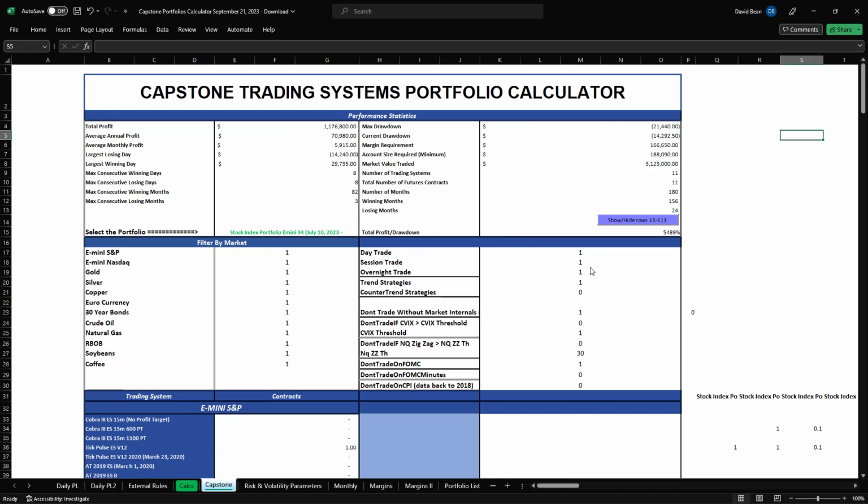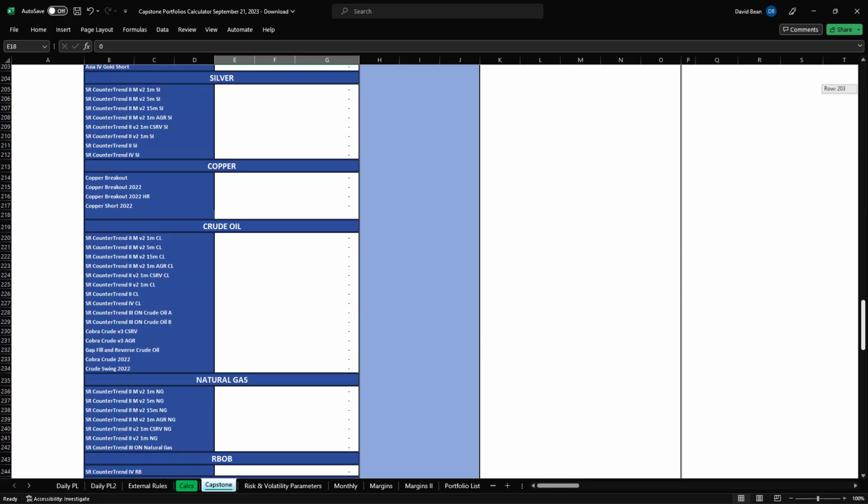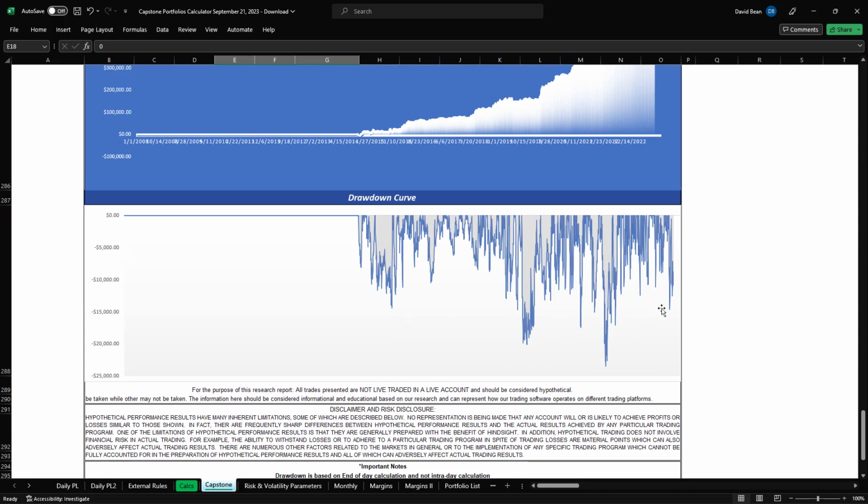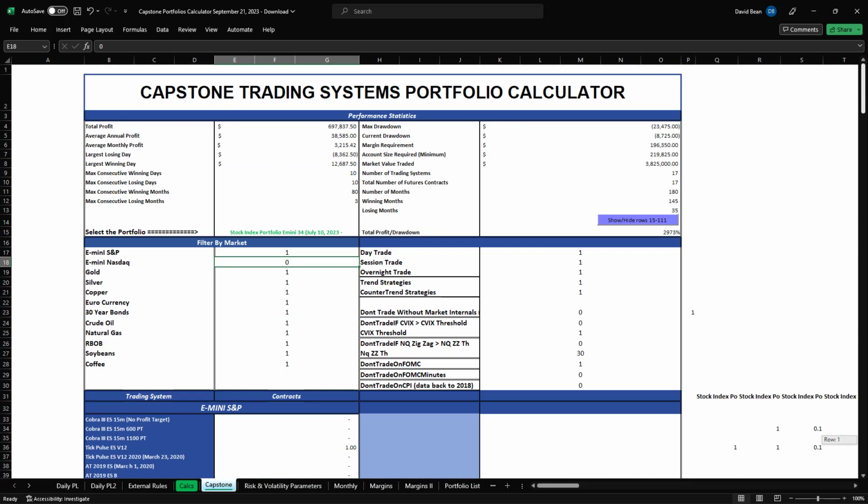I want to reset this to default and look at the difference between the S&Ps and the Nasdaq. And so if we just look at the S&P, which means you zero out the Nasdaq, and you could zero out these, but they're not selected since they're not in this portfolio. So you're just zeroing out the Nasdaq, and you can see it's only an $8,000 out of $23,000 drawdown. And so S&Ps are not doing too bad.